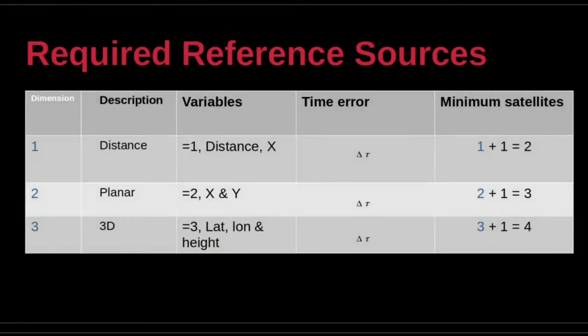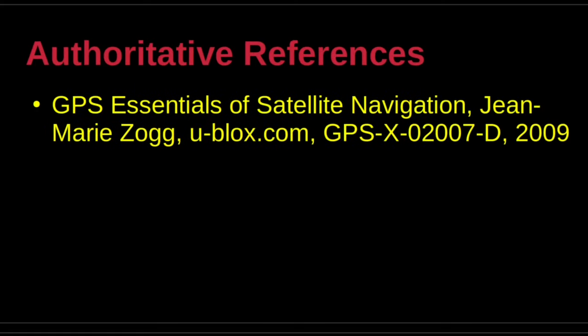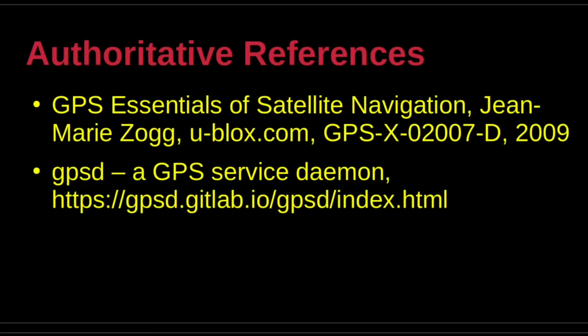This table illustrates the number of satellites needed to obtain the ground location of the receiver accurately. In the interest of keeping this presentation simple, only summary information has been presented here. It is recommended strongly to browse the uBlocks handbook on GPS for very detailed information on why and how four satellites are needed to determine the geographical location of the receiver. The book by Jean-Marie Zogg is definitely the most comprehensive documentation on GPS that I have encountered all these years. Many thanks to Jean-Marie and to uBlocks for the publication.